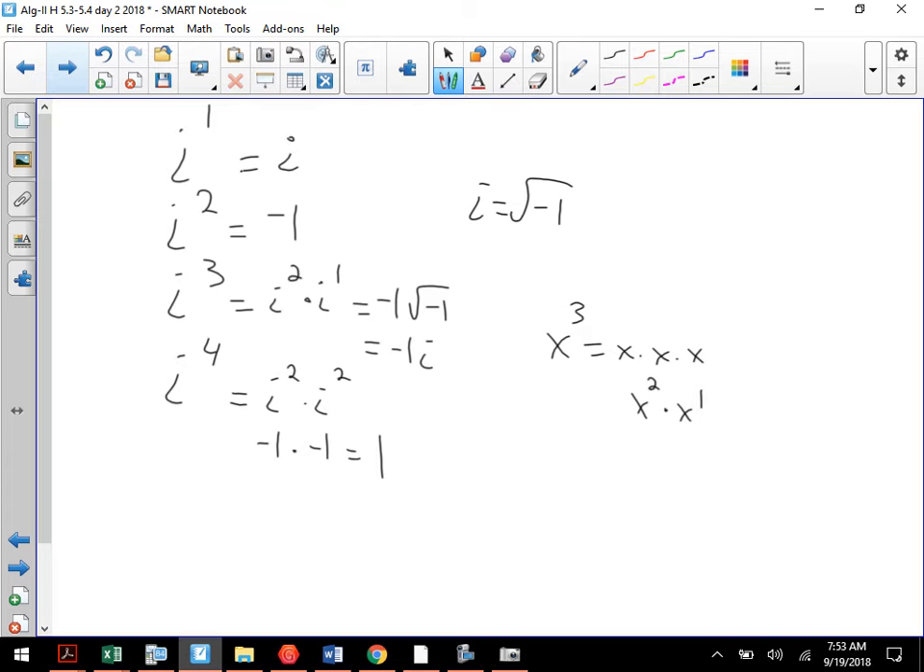So if you want to figure out what i to the 73rd power is, all you have to do is figure out how many times 4 goes into 73, and then whatever the remainder is tells you which one it lands on. And it works every time.